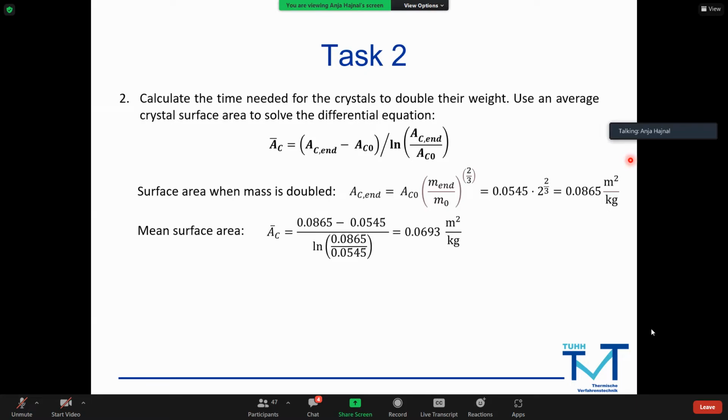Now from this, we can also calculate the mean surface area by simply substituting. You should get 0.0693 meters squared per kilogram. Are you getting the correct values with me? All right, I hope so.